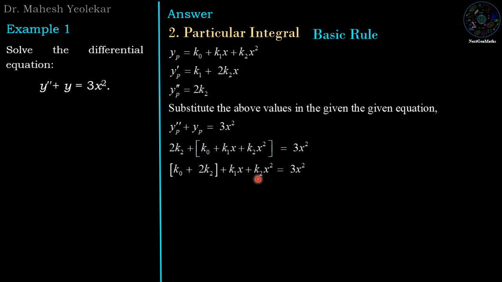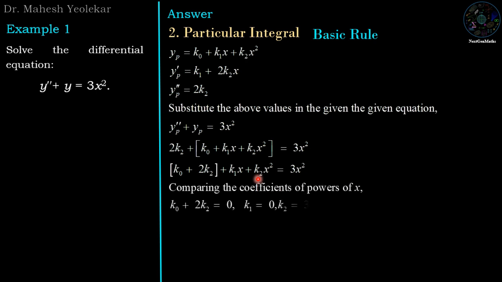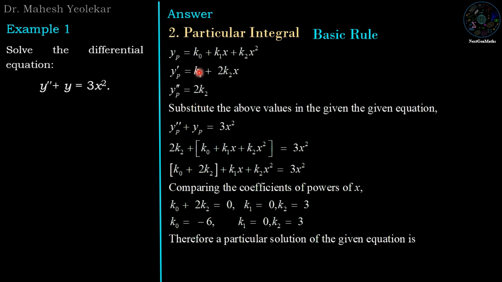If we compare the coefficients of powers of x, we have three equations. k_0 + 2k_2 is the constant, and the right-hand side constant is 0, so k_0 + 2k_2 = 0. k_1 is the coefficient of x, and the right-hand side coefficient of x is 0, so k_1 = 0. And k_2 is the coefficient of x^2, and on the right-hand side it is 3, so k_2 = 3. If we solve these three equations, we have k_0 = -6, k_1 = 0, and k_2 = 3. Substituting these values in the assumed yp, yp = 3x^2 - 6.